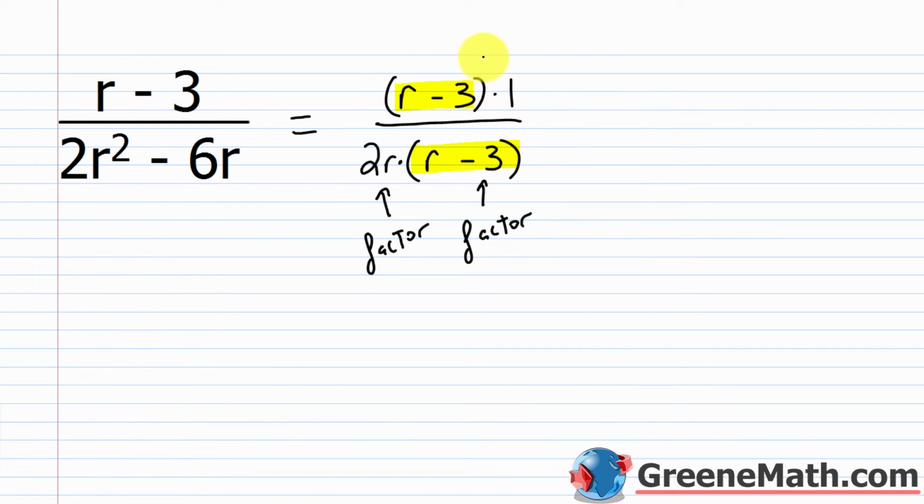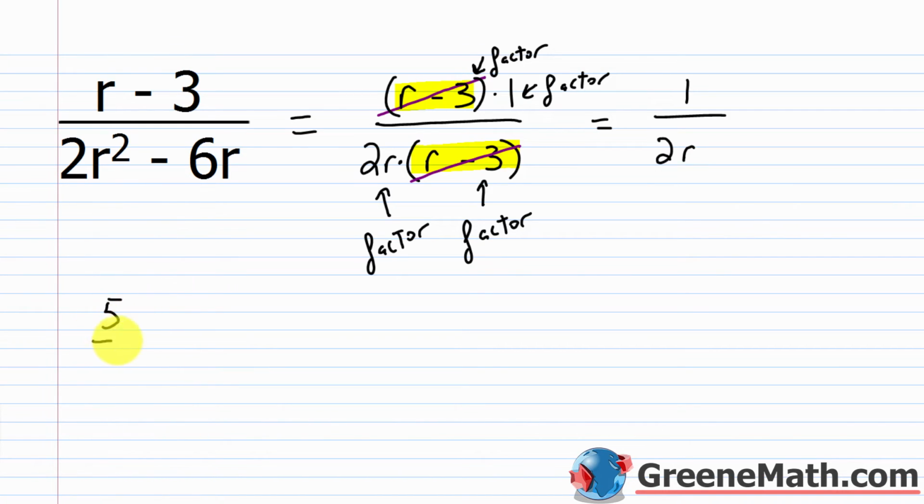And then again, I could do the same thing. I could say this is a factor, and this is a factor. So now it's completely clear that I can cancel this factor of r minus 3 with this factor of r minus 3. And the simplified version is just going to be a 1 in the numerator, that's what's left, over a 2r in the denominator, that's what's left there. So 1 over 2r.